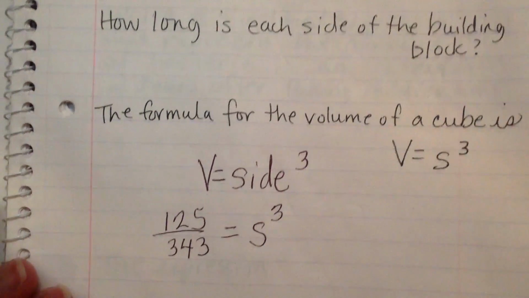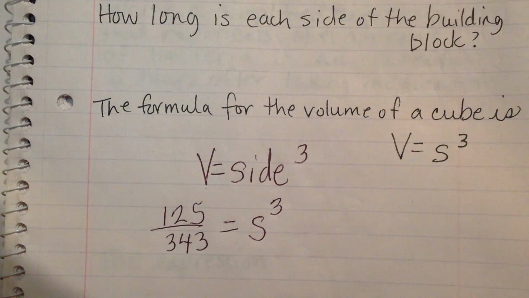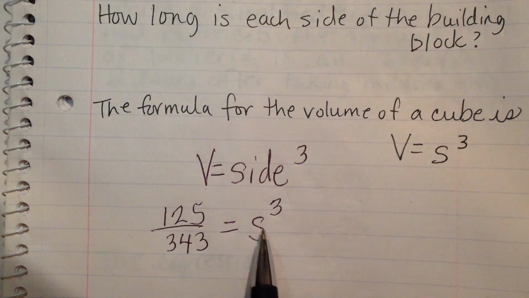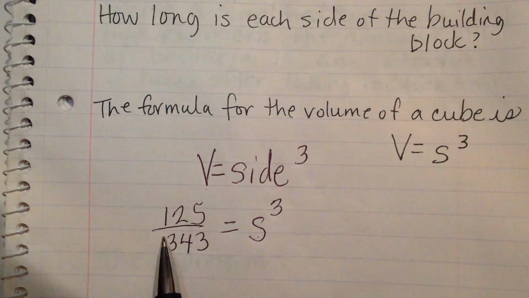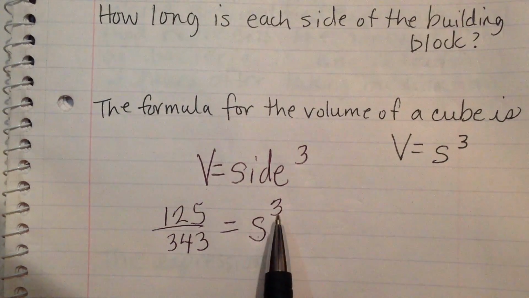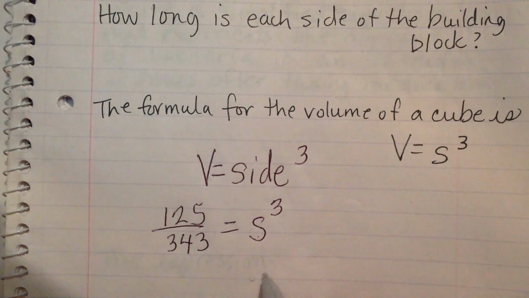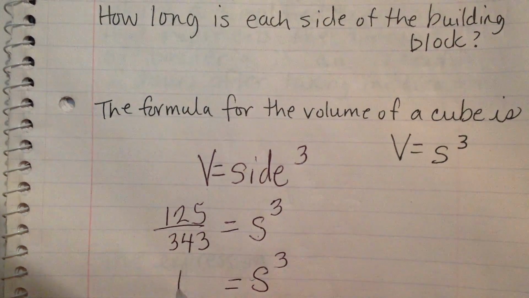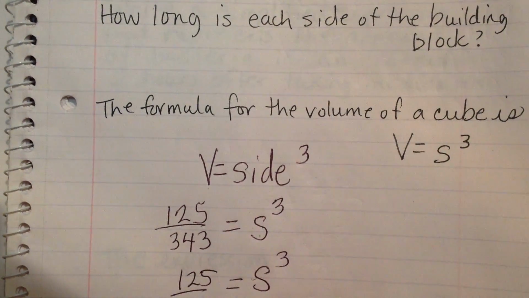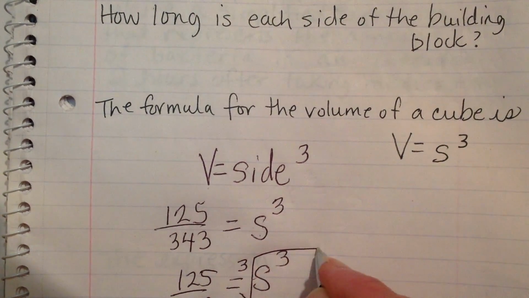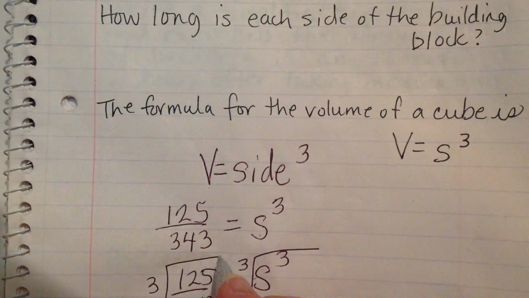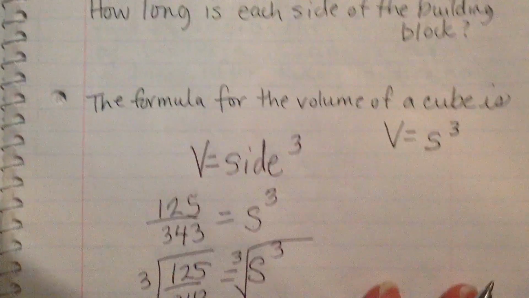Now, like we solved before, to solve for S, we must take the cube root of both sides. Since S is being cubed, we must take the cube root of each side. So I'm going to do that in this next step. Let's take the cube root of the left side and the cube root of the right side.